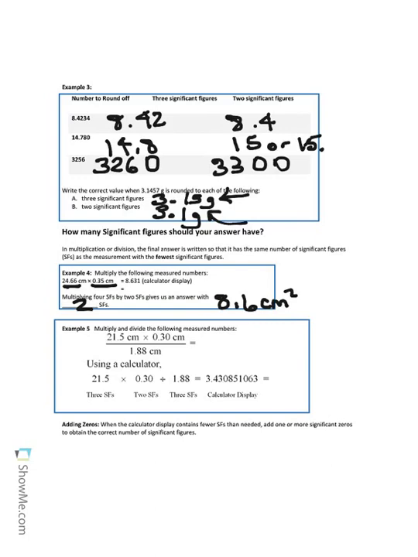Okay, multiplying and dividing. 21.5 centimeters times 0.30 centimeters divided by 1.88 centimeters. Using your calculator, you should get 3.430851063, which is 10 significant figures. Since the first number has 3, the second number has 2, and the third number has 3, your answer should have the same amount as the fewest. Well, the fewest are 2. So let us round this number to 2 significant figures. That would be 3.4. And then, of course, we are going to keep track of our units. We are left with centimeters.